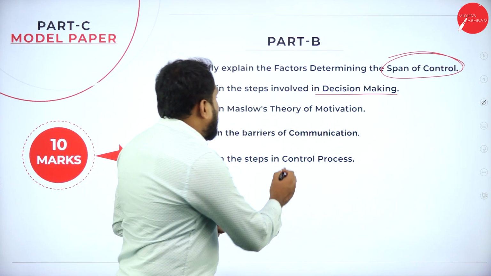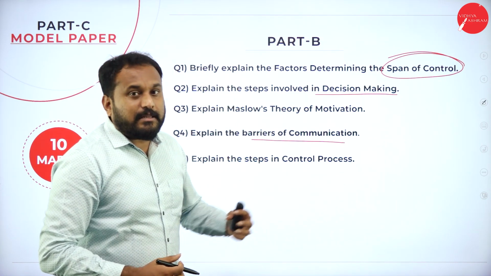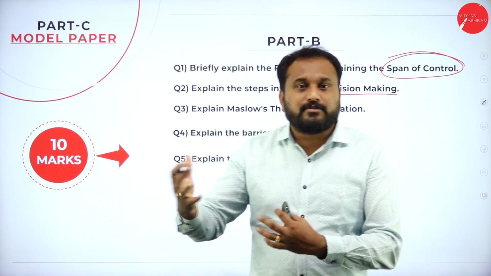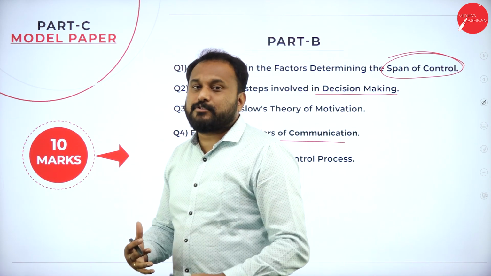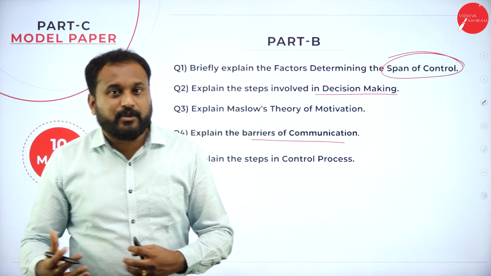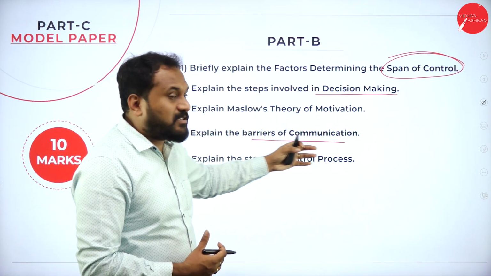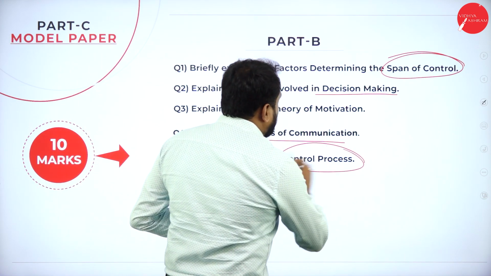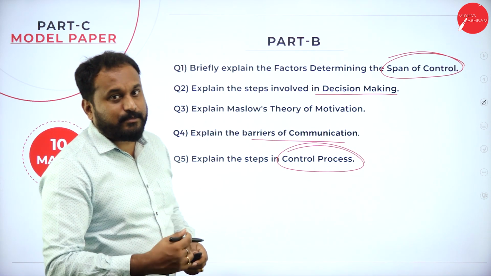Then you have barriers of communication. The barriers of communication is very easy. Communication means, you first write the meaning, then you go with the definition of communication, and then you write the barriers of communication. Lastly, you have to explain the steps in the control process, or controlling process.